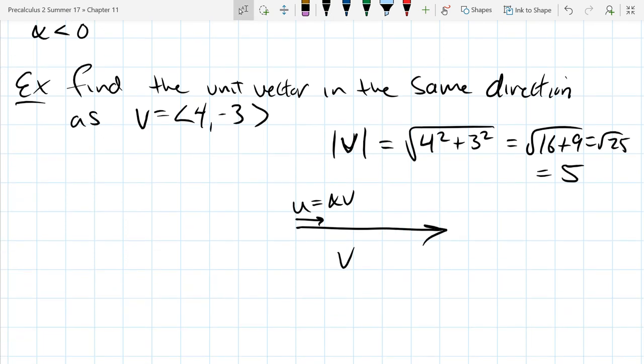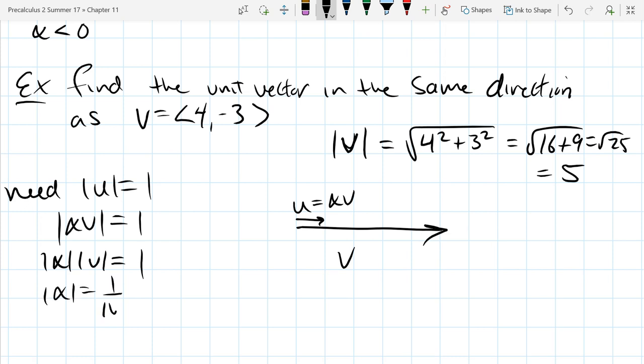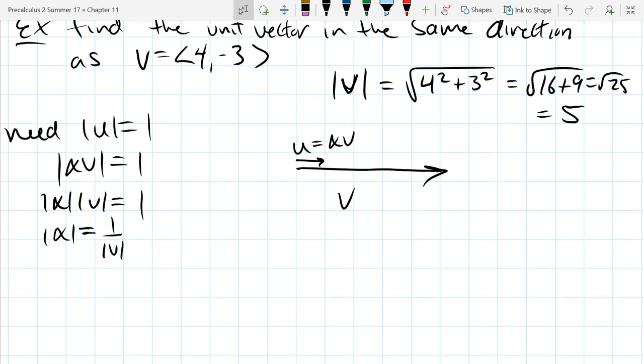In general, I need the magnitude of u to equal 1. And u is alpha times v, and I'm going to solve for alpha. So I'm using that magnitude property I wrote down above. The magnitude of a product is the absolute value of the scalar multiplied by the magnitude of the vector. So solving for alpha. So alpha is the reciprocal of the magnitude. But I didn't really solve for alpha. This is the absolute value of alpha is the reciprocal of the magnitude.